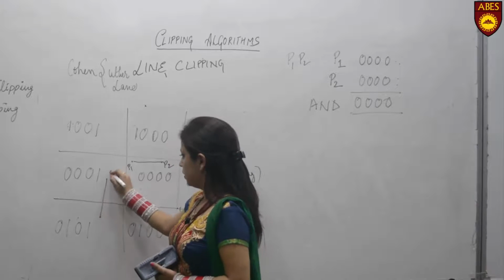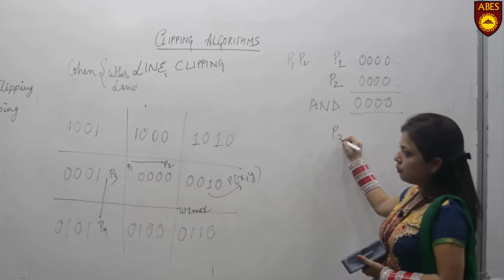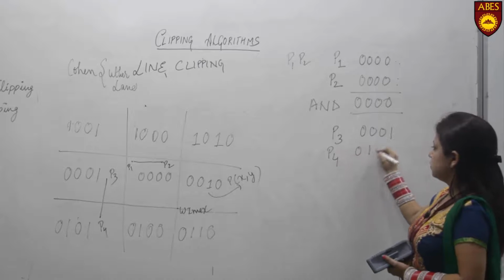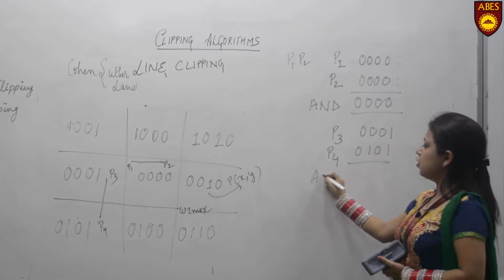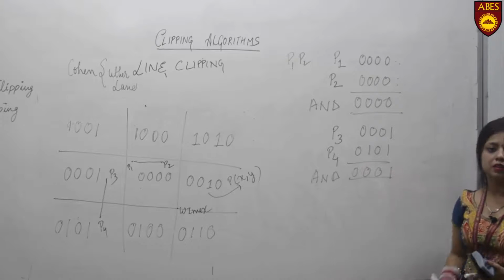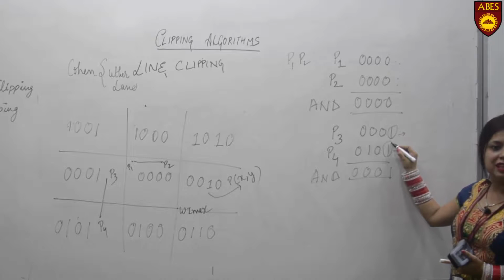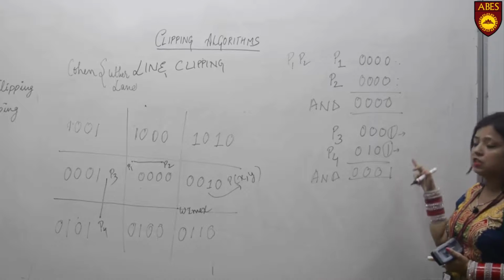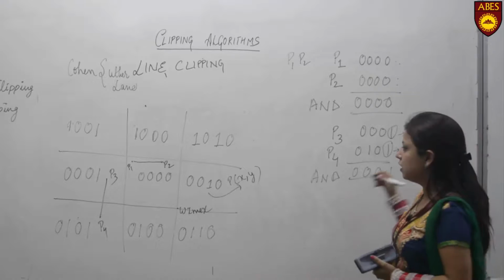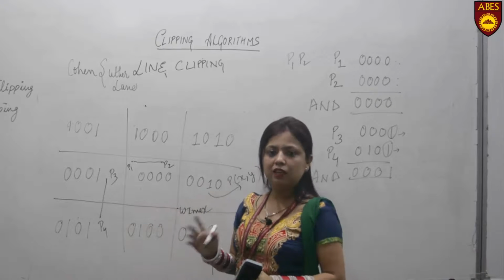If this is your line P3 and P4, the region code for P3 is 0001 and the region code for P4 is 0101. Now if you do logical AND again, what you get as an output is 0, 0, 0 and 1. So if the region codes have 1 at the same bit position, or we can say both the region codes are non-zero and the logical AND is again non-zero, the line will be completely invisible. We can see P3, P4 lies entirely outside the window, so it will be completely rejected.